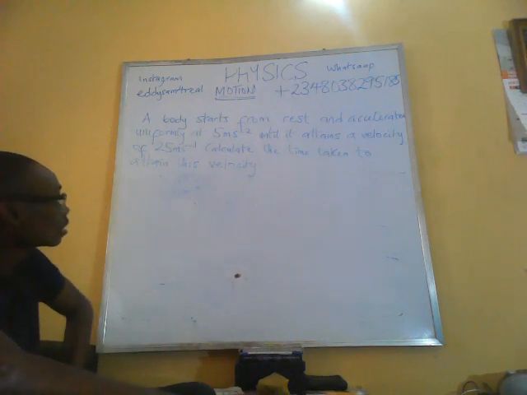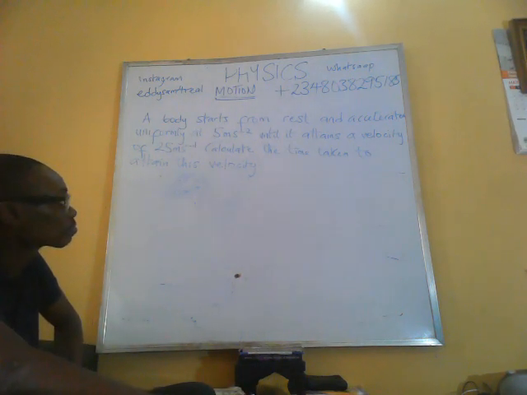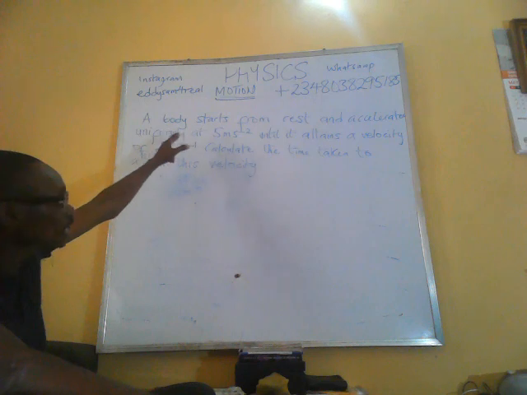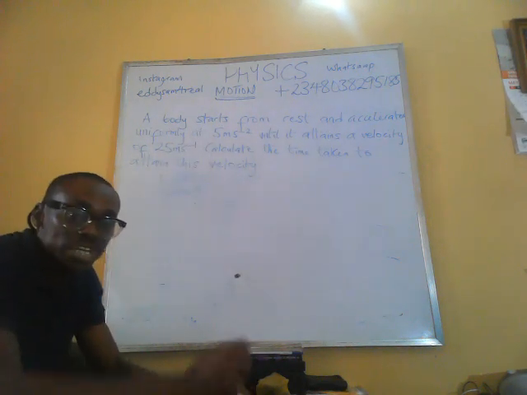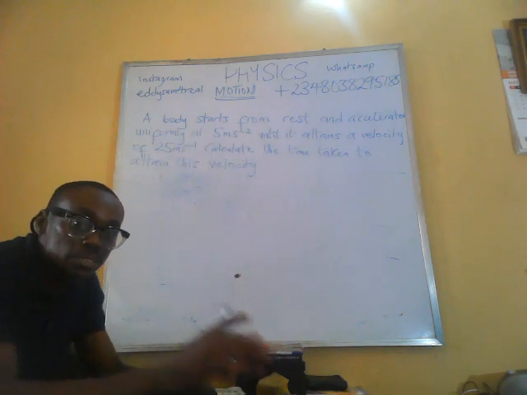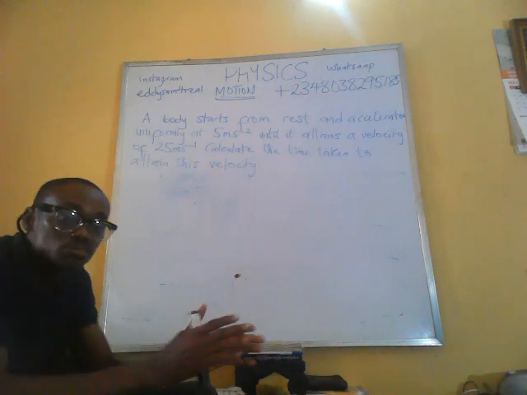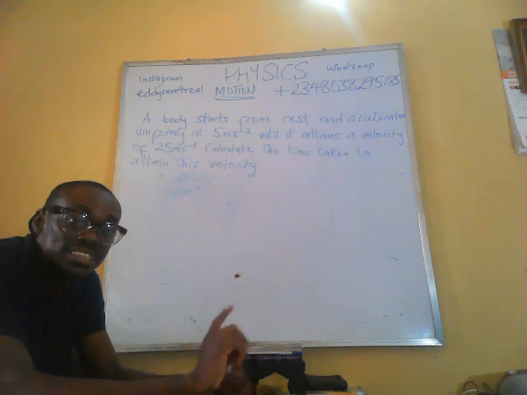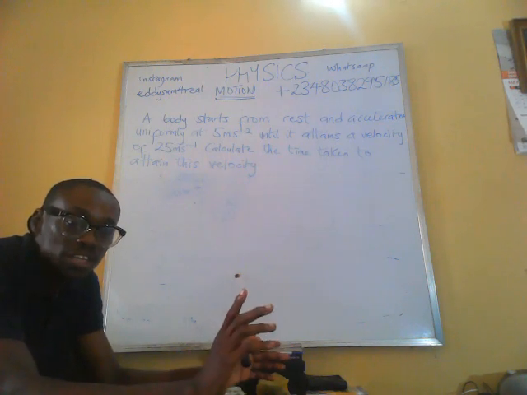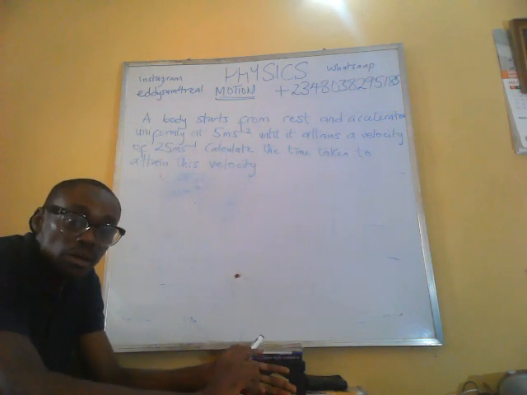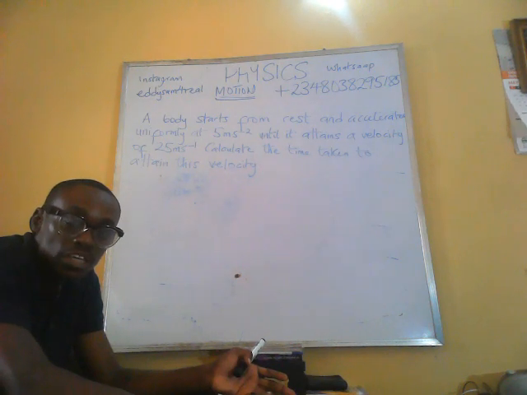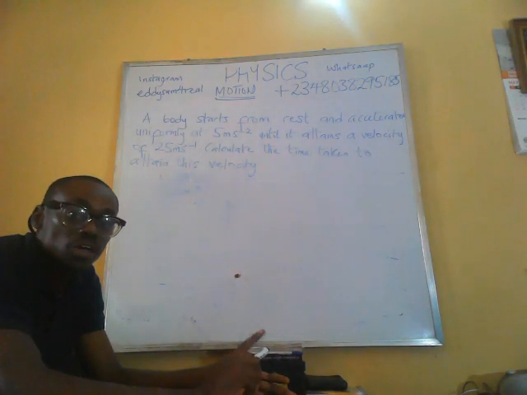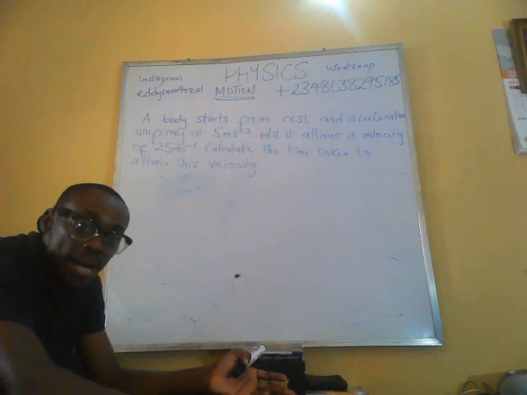Let me start solving. A body starts from rest. When you hear the word rest in motion, it means that the body was stationary, it wasn't moving. For a body at rest, the velocity at that point is 0 because it's not moving. The velocity is 0 meters per second. In kilometers per hour, the velocity is also 0 kilometers per hour.